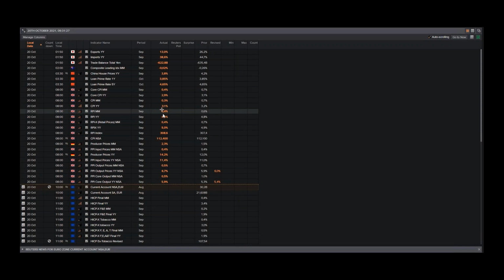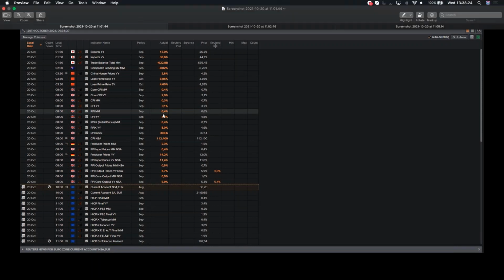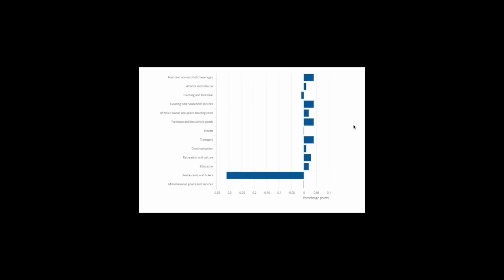Now, if we look at the actual data that came out, we can see that this was where the inflation came from. So the deflationary forces came from restaurants and hotels. Now in the UK, there was a scheme called Eat Out to Help Out. It was basically a scheme where people who went to restaurants in the UK only had to pay 50% of the bill. The other 50% of the bill was paid by the UK government. It was a way of helping people during COVID-19 visit their local restaurants and pubs and support them.